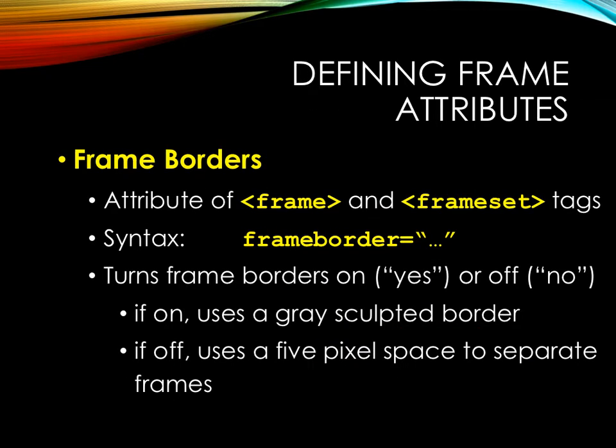Then next we have our frame border, so similar to a table border or an image border. It allows you to turn on and off the border. Now from here, this one works a little bit differently. This takes in a yes value or a no value. So if it's on, it has that gray sculpted border. And if it's off, it basically puts 5 pixels of space in there and it has no visible border with a color. So frame border just turns on and off.